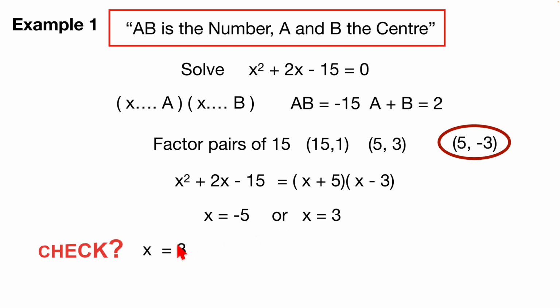And obviously we're going to do a check. We're going to check the easy one. x equals 3, put that into the equation. x squared plus 2x minus 15. x squared is 9, 2x is 6. Minus 15 equals 0, which is exactly what we want. Thank you very much. A moment of joy.